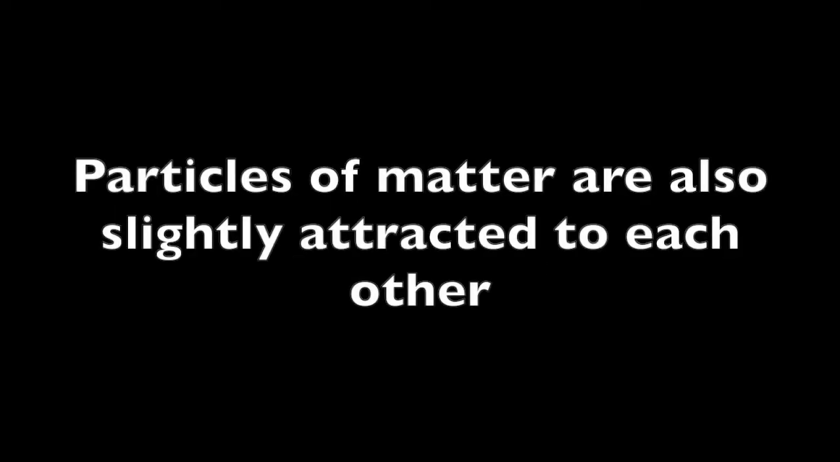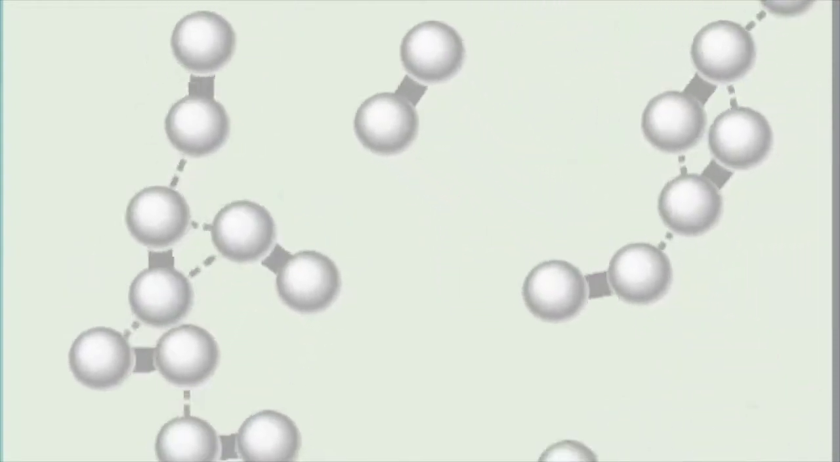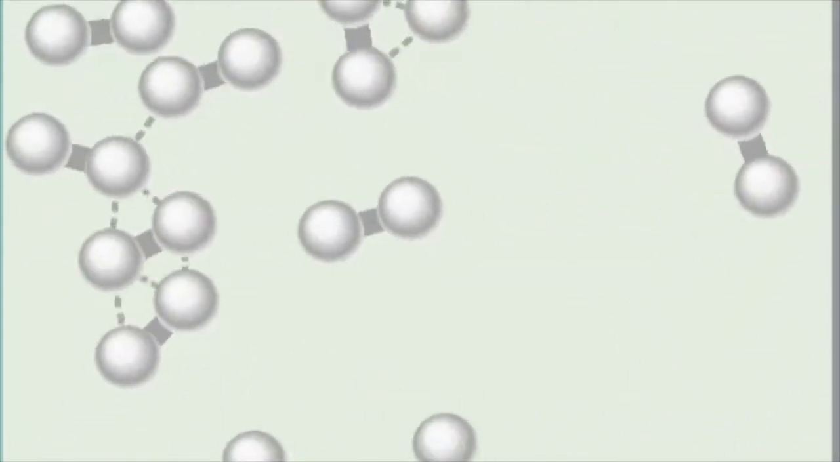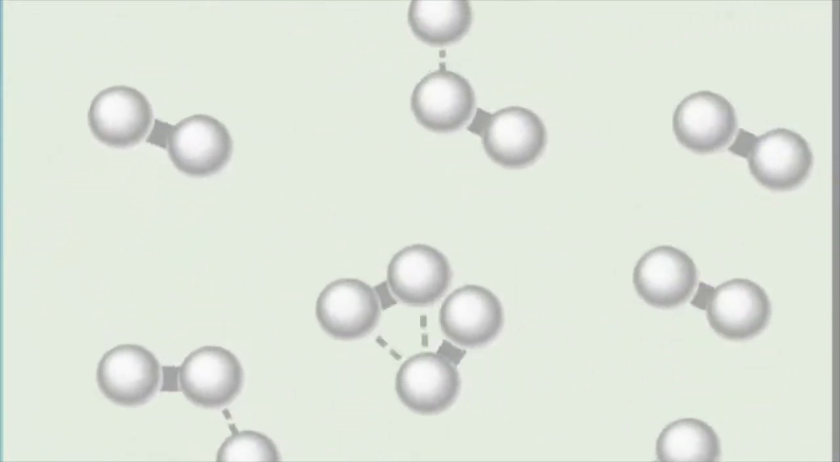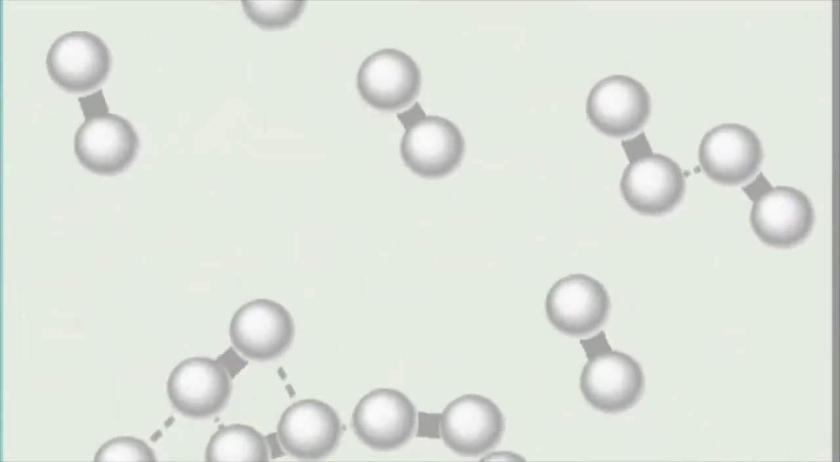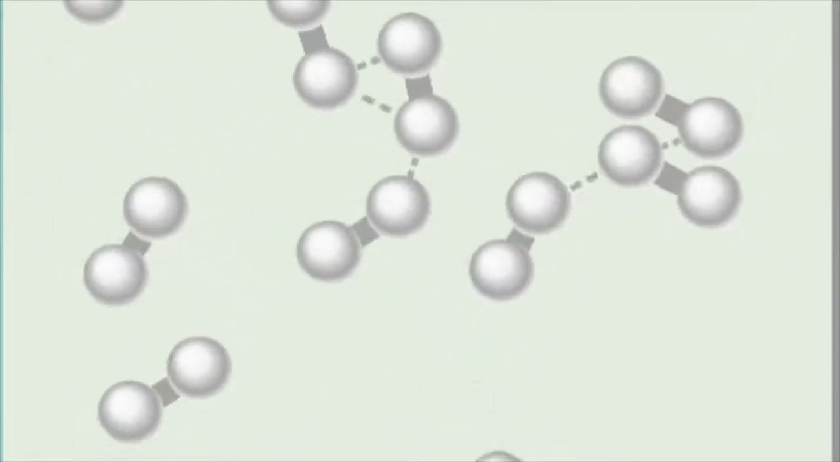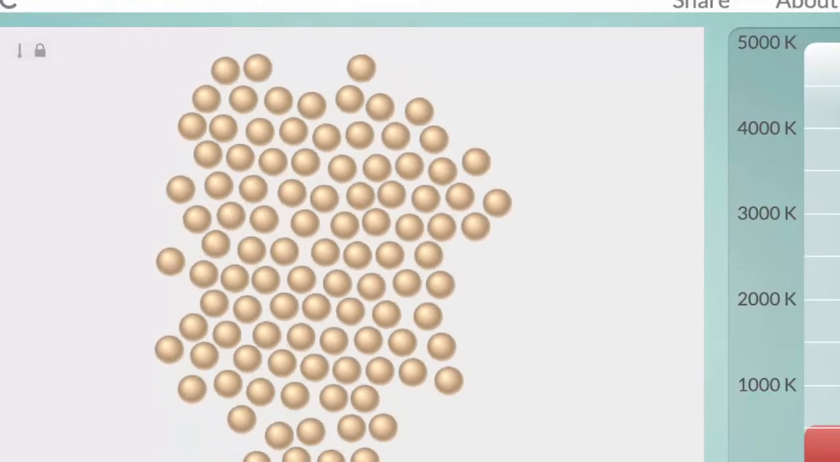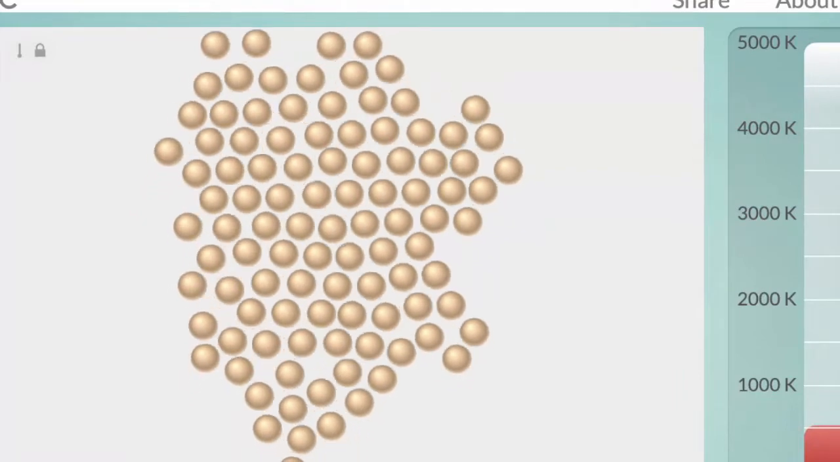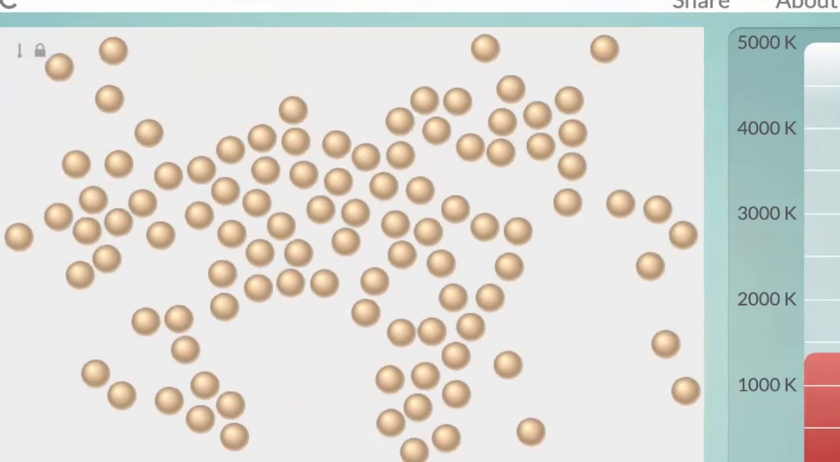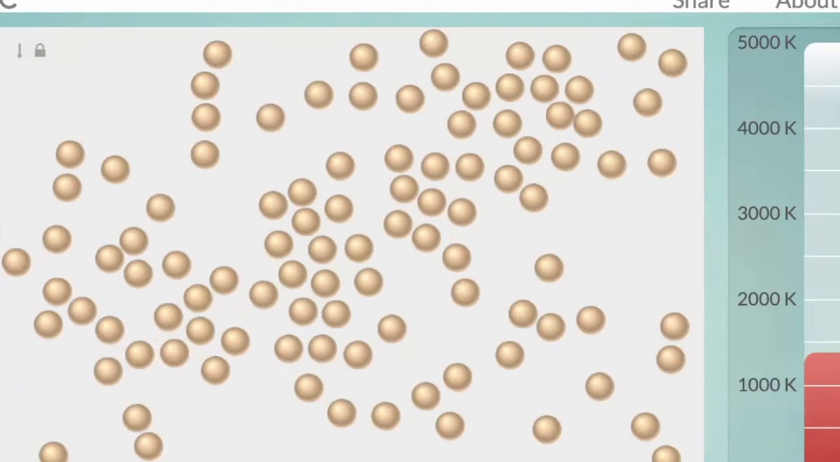Particles of matter are also slightly attracted to each other through attractive forces. These forces are much weaker than the bonds that make up compounds, but they are strong enough to affect how the particles of matter move and are arranged. The faster the particles are moving, the weaker these attractions are. And if the particles are moving fast, they have enough energy to overcome these attractive forces.